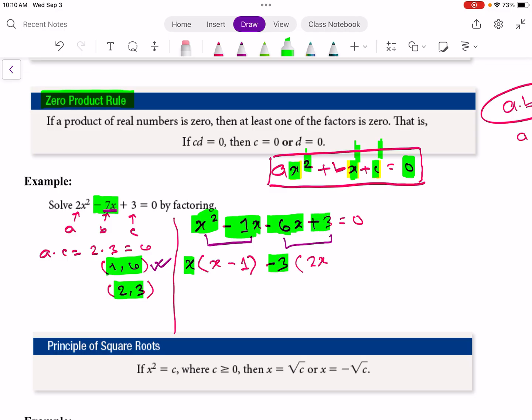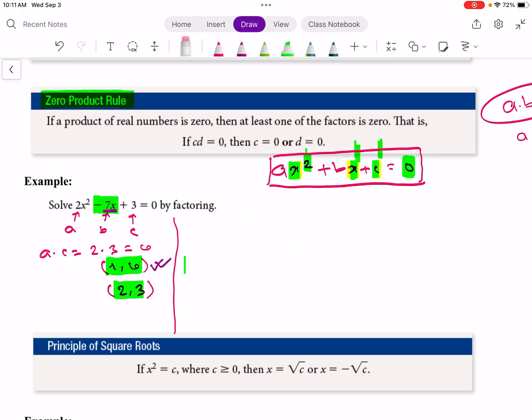Positive 3 divided by negative 3 is negative 1. Now, we don't have a common factor. Did we miss anything here? It should be 2x squared, not x squared. Oh yes, thank you. Yes, it's 2x squared. Okay, so let me rewrite. So here we have 2x squared, not x squared: 2x squared, minus 1x, minus 6x, and positive 3 equals 0.